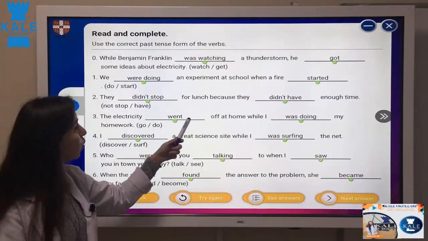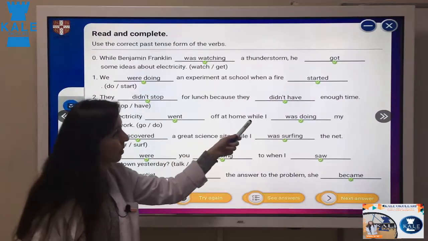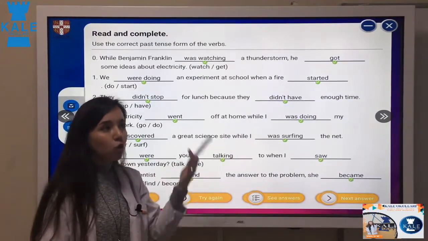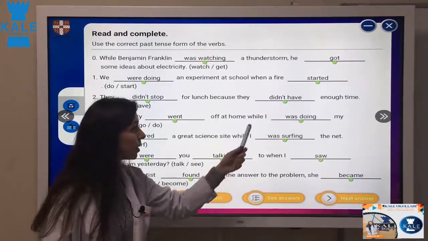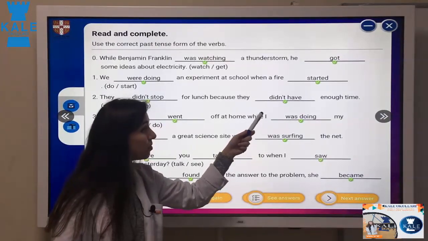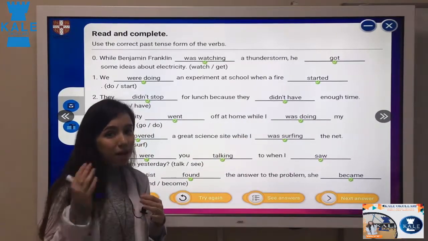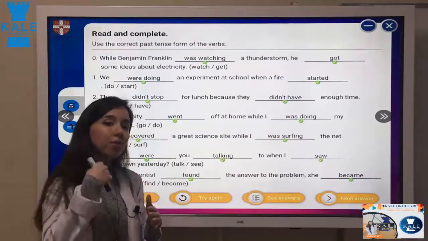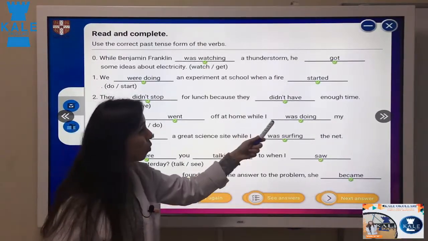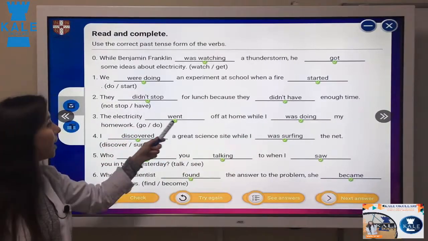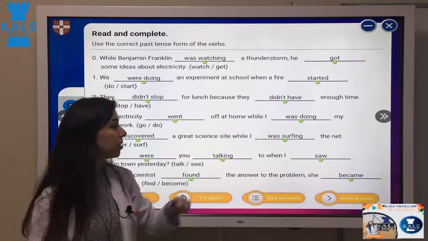The electricity went off at home while I was doing my homework. Look at here. Here again we have while, yes. So after while, normally we know that past continuous is coming, yes, was doing, because here we have the pronoun I. After I, was plus ing. You, we, they, were plus ing. She, he, it also was plus ing, yes. So while I was doing, the electricity went off. Here past simple, here we have past continuous.